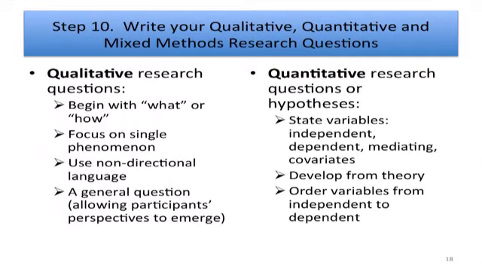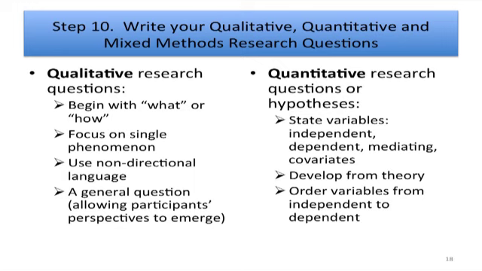The final step is I'm going to have you write your research questions. Now, in a mixed methods project, there are 3 types of research questions: qualitative, quantitative, and a mixed methods question. So at this point in our discussion, I might review how to write a good qualitative research question. Begins with what or how, focuses on a single phenomenon, non-directional language, usually framed as a general question, allowing participants' views to emerge.